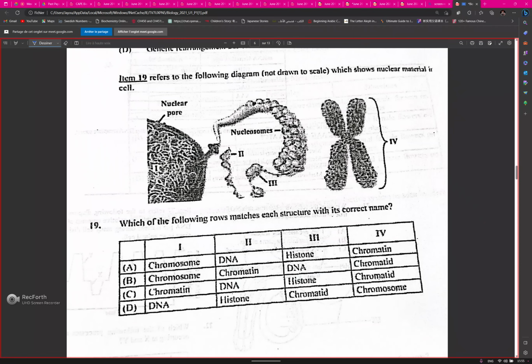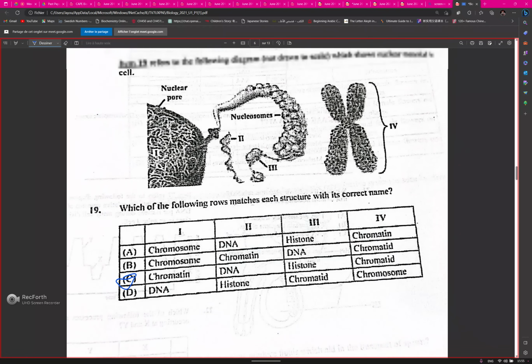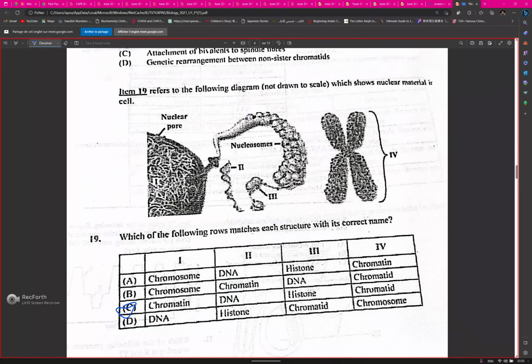Which of the following rows matches each structure with its correct name? What was the answer for this? C. C is chromatin, and if you don't know anything else, C has to be chromatin. Sir, this question has an error. Oh, let me see. 3 is the histone, 2 is the DNA, and oh, I see that. This should be chromosome and not chromatid. You see it?